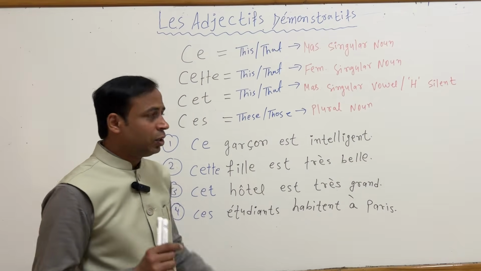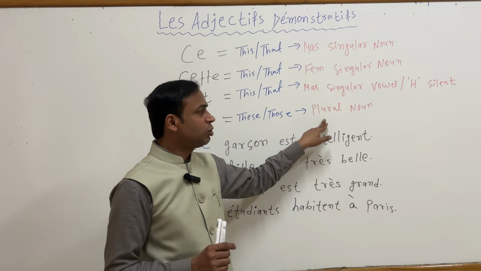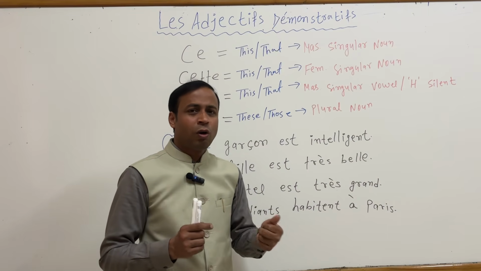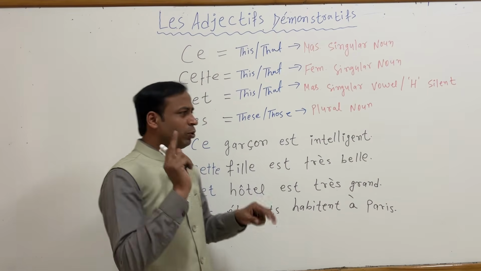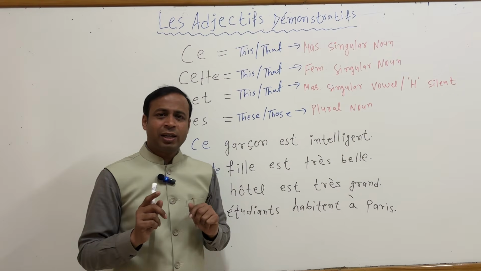Now the fourth is ces, and how do you pronounce it? Ces. It means these, those. This is always used before a plural noun. If a noun is masculine or feminine, it doesn't matter. If the noun is plural, blindly you have to use ces. Now you have to understand one more thing.